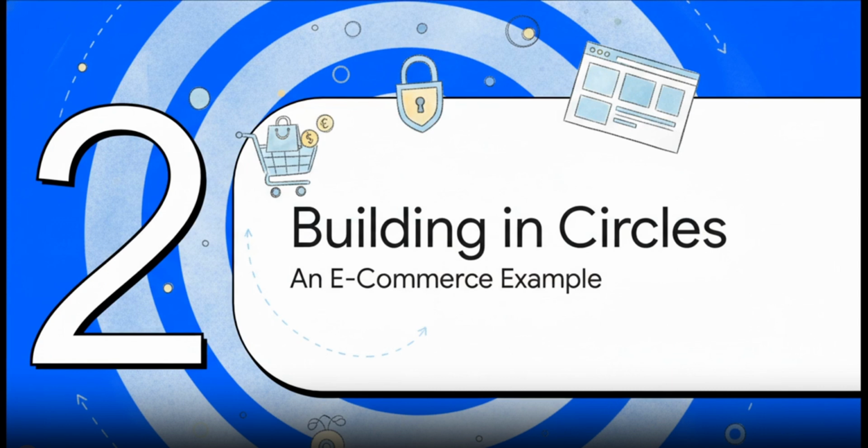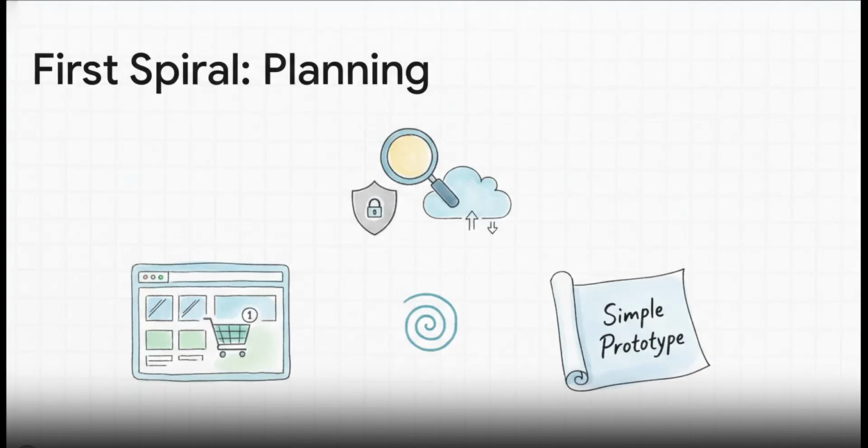Okay, I know this can all feel a little abstract, so let's make it concrete. We're going to walk through what it would look like to build a new e-commerce website using the spiral model. This should make everything click. So, first time around the spiral, we're keeping it simple. The goal is just to figure out the basics. Can we list products? Can a user add something to a cart? That's it. But even now, we're already thinking about the big risks, security and scalability. The result isn't a website, it's just a bare bones prototype to prove our main idea even works.